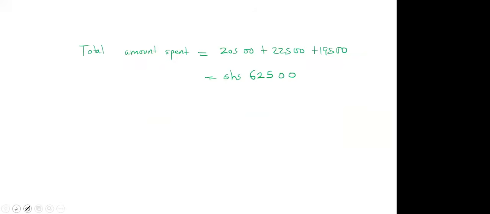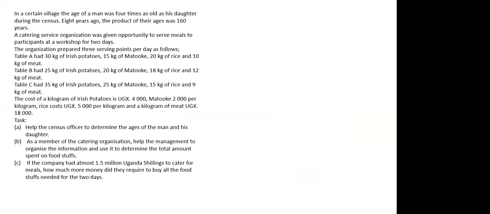Okay. Now that was our first item. Then we go to the second item. First read through the second item.